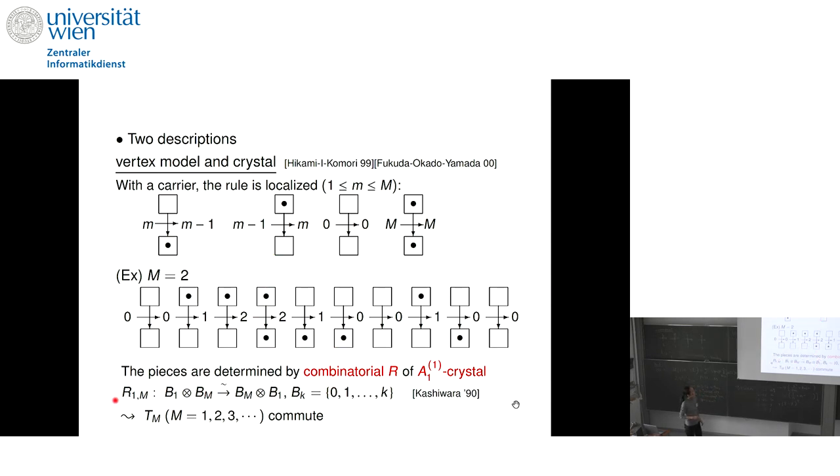Then once we get this description, it is a corollary that carriers with different capacities commute. This is easy if you know the R matrix structure of the time evolution.